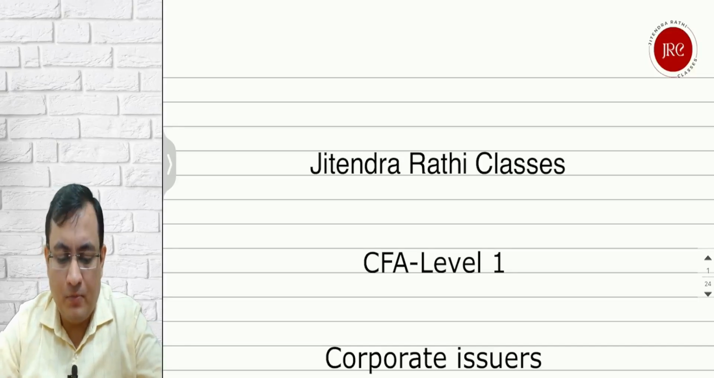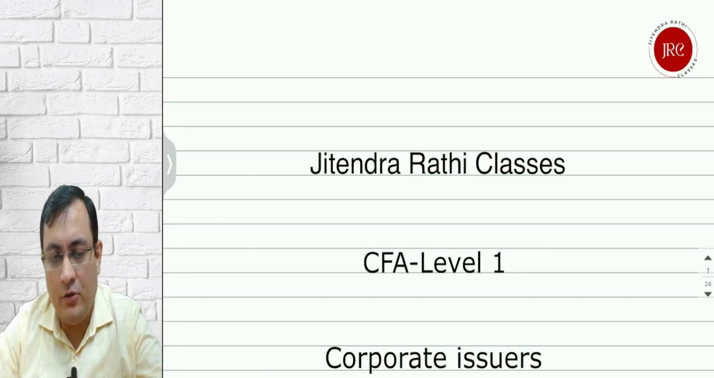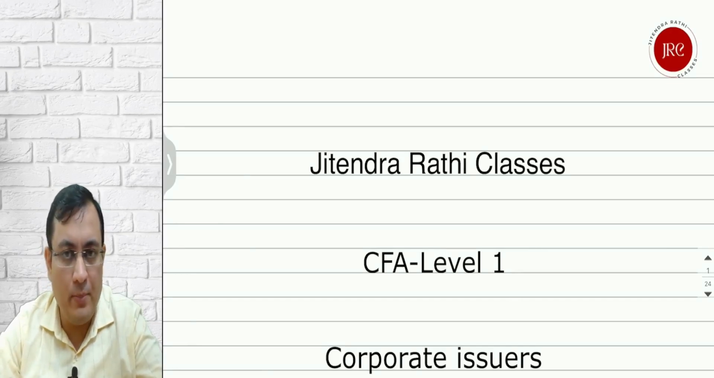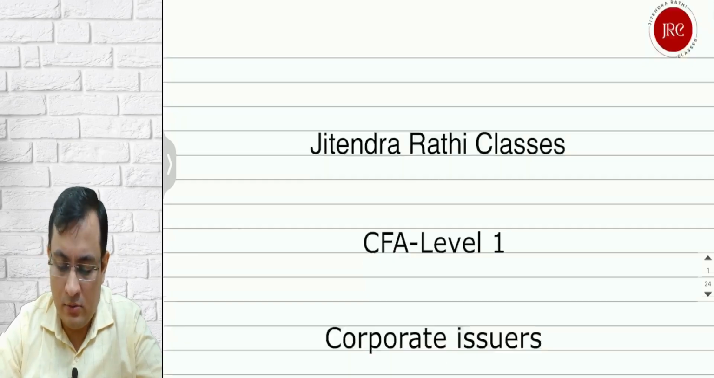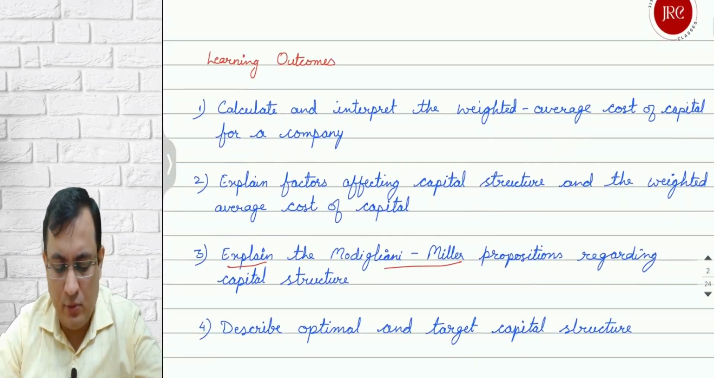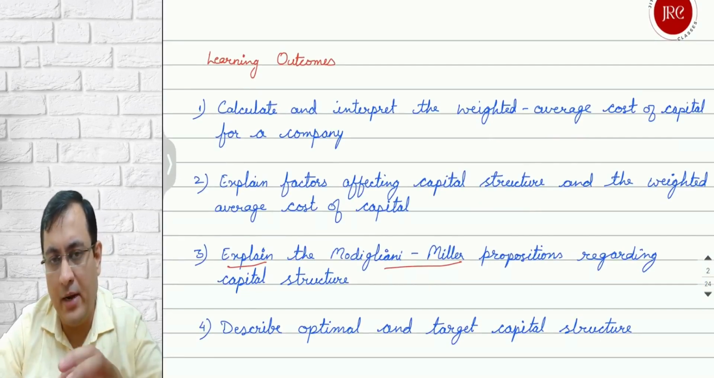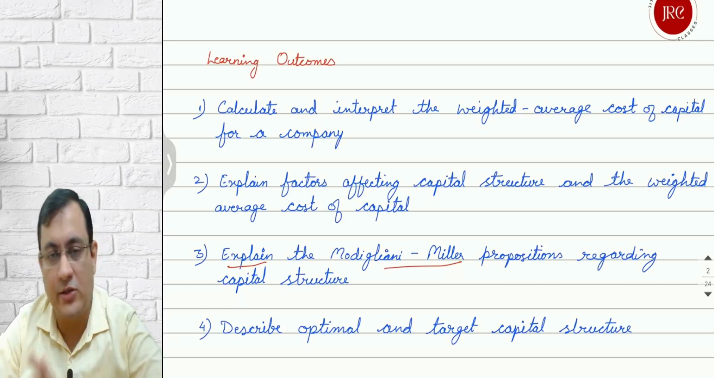Hello friends, now we are taking the second part of our approach from the corporate issuer capital structure learning module, same LOS 3, that is, explain the Modigliani Miller propositions regarding capital structure. So now what I am going to do is the second part of theory, that is with the taxation.